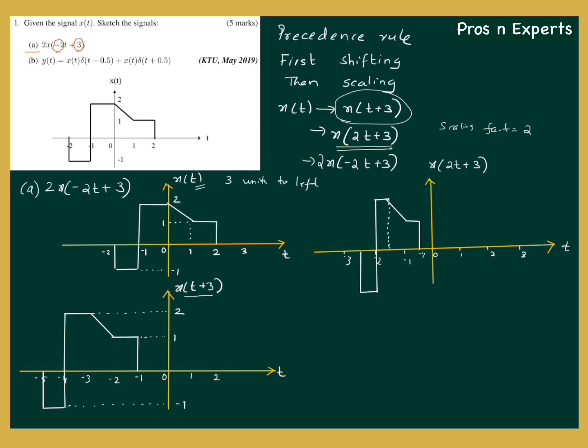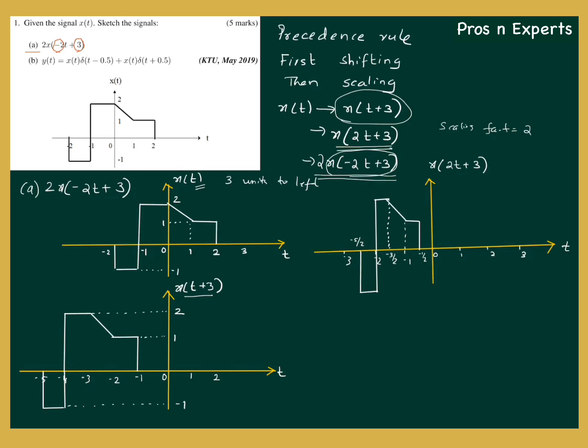This is -1 by 2. This is -1. This is -3 by 2. And this is -5 by 2. Right. So this is x of 2t plus 3. And now we have to find 2x of -2t plus 3. How will you find out x of -2t plus 3? This is just time reflection.